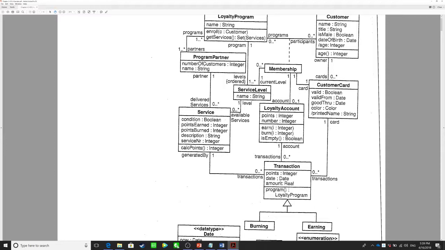In this SkyMiles program, the partners may include Delta, Southwest, and maybe a gas station. Maybe you can use the Delta points at some gas station. That's possible, if that is a program partner. So that's a program partner.